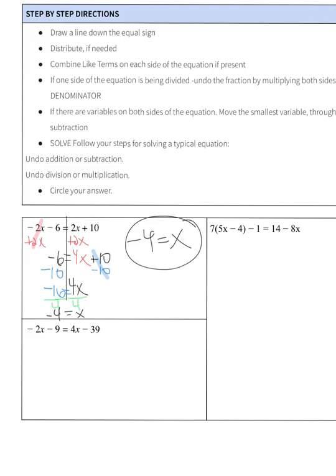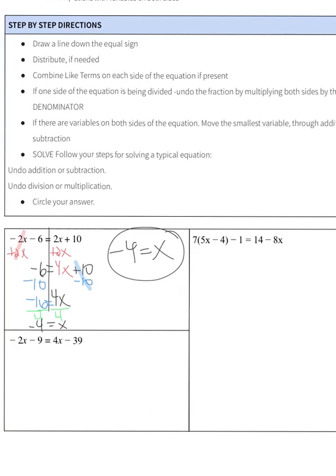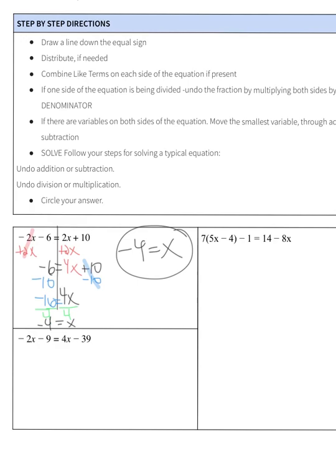Next, we are going to complete this problem. We need to follow the same steps. So the first thing we need to do is to draw a line down the equal sign. So let's do that. Draw a line down the equal sign. Next, we distribute if needed.